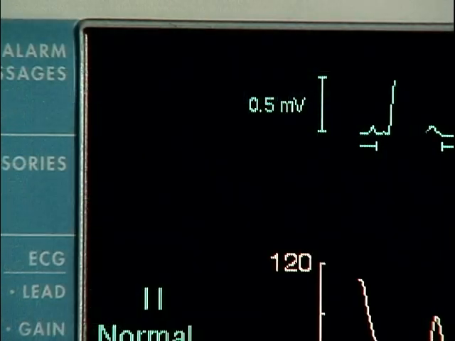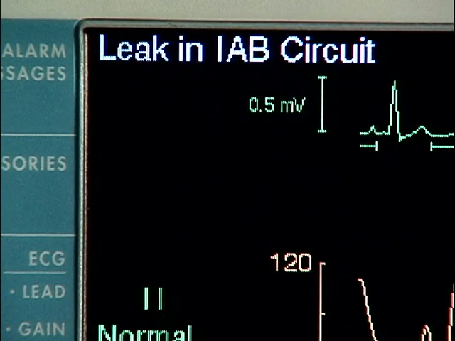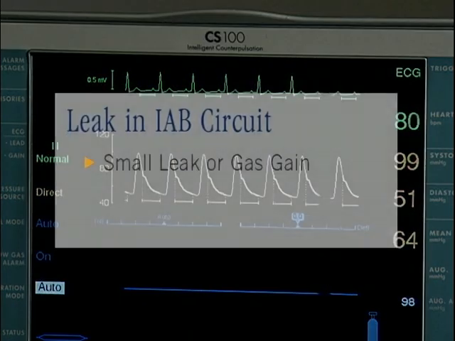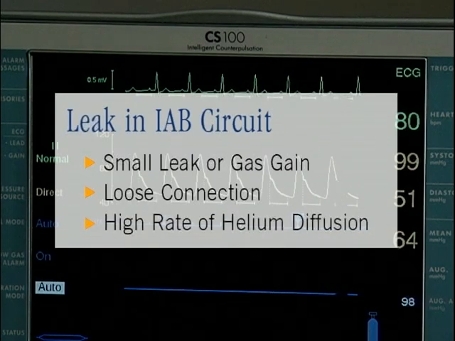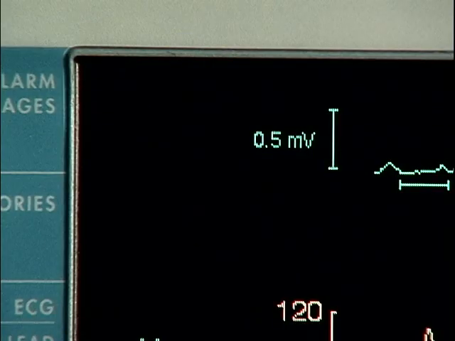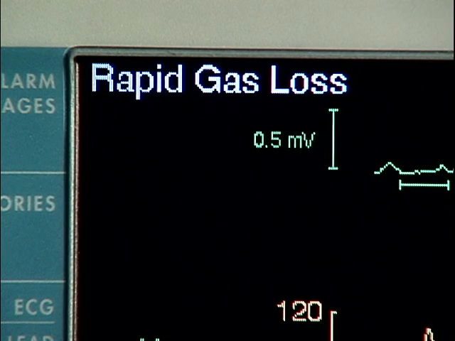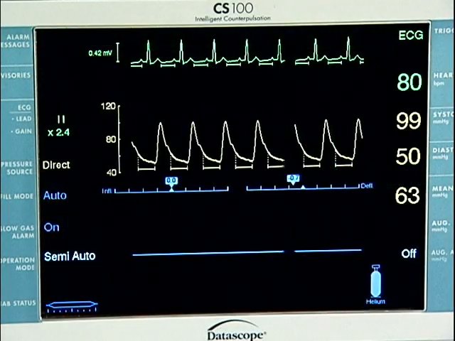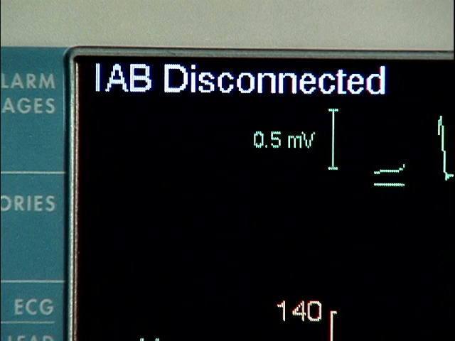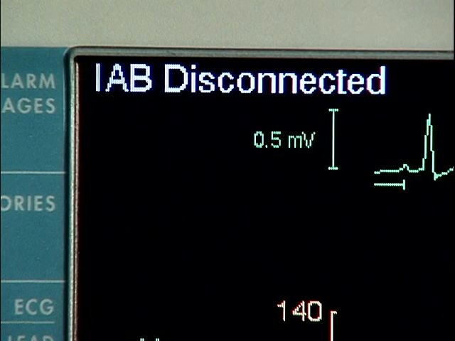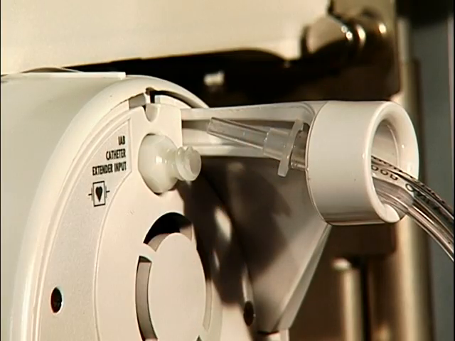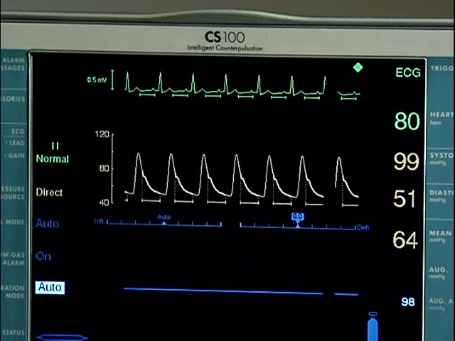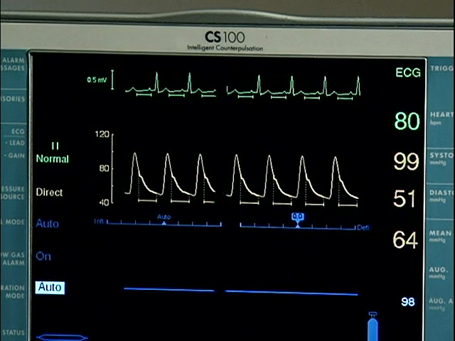There are 3 probable causes for the alarm screen to display "Leak in IAB Circuit." These are a small leak or gas gain in the IAB circuit, a loose connection, or a high rate of helium diffusion. If the alarm sounds and the screen displays "Rapid Gas Loss," then the cause is most likely due to a large leak in the IAB pneumatic circuit. The third gas loss alarm is "IAB Disconnected." This alarm indicates a high probability that the IAB catheter or extender tubing has somehow become disconnected from the pump. Datascope recommends the operator take the following actions for any of these three alarms.